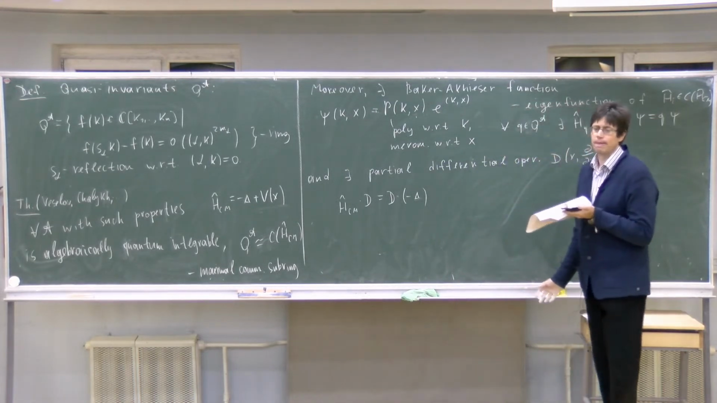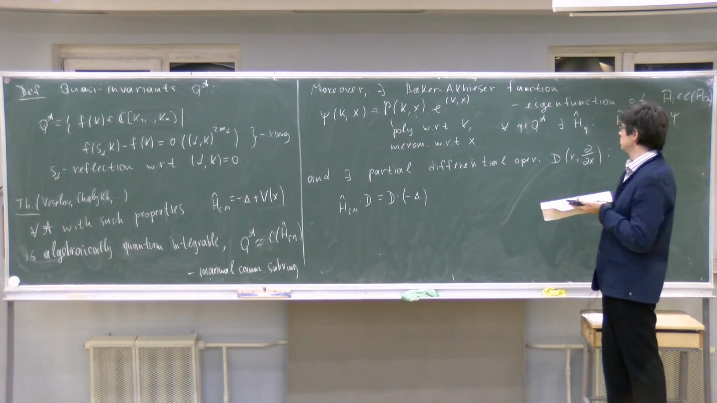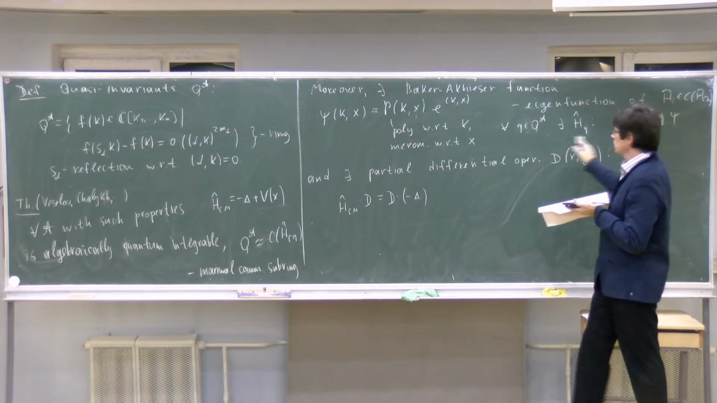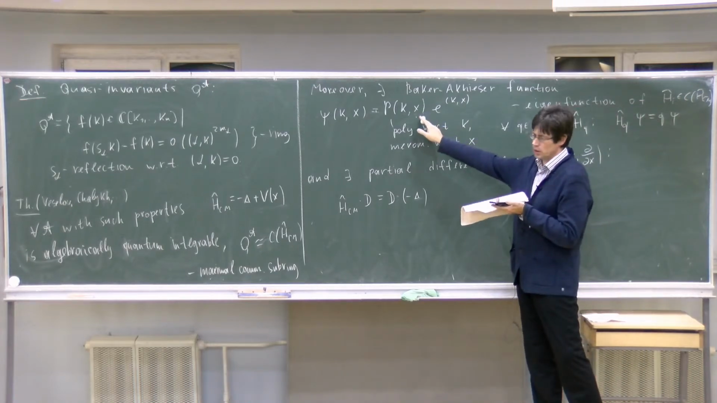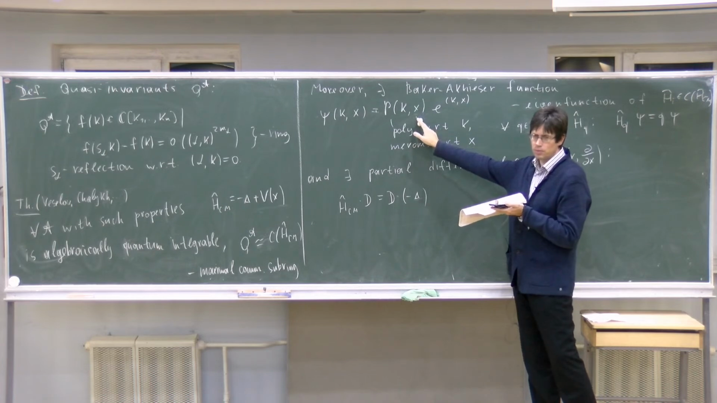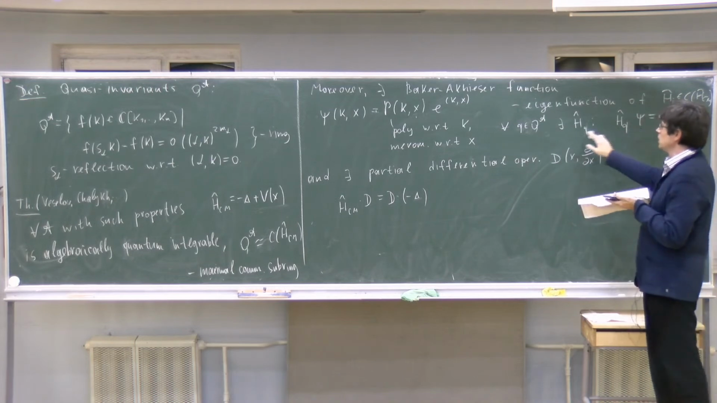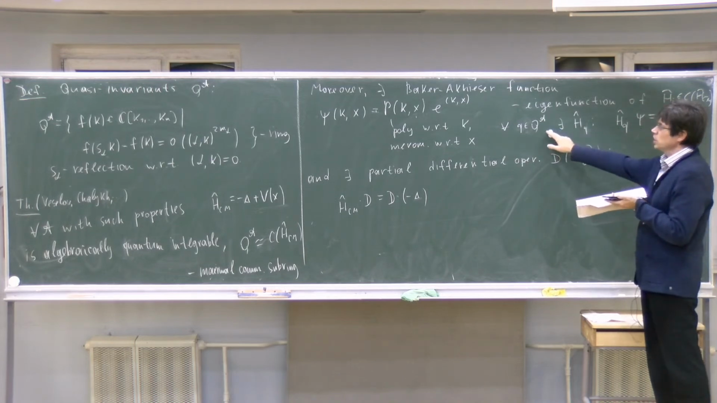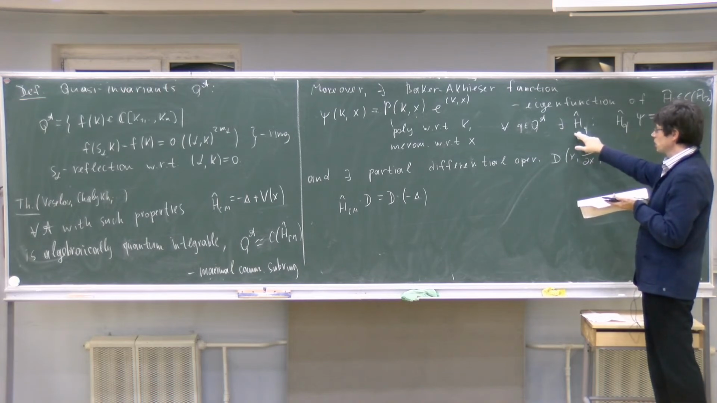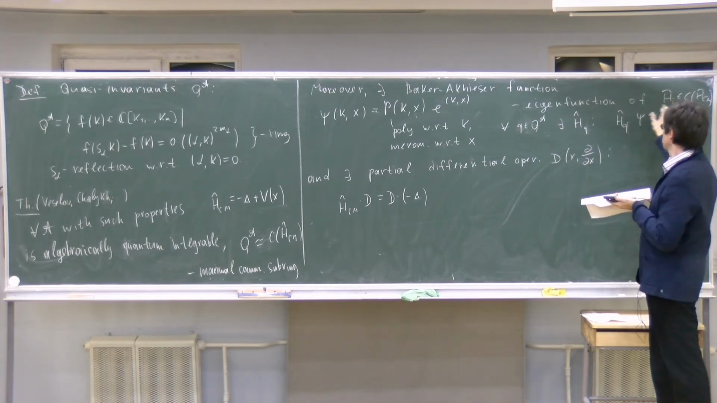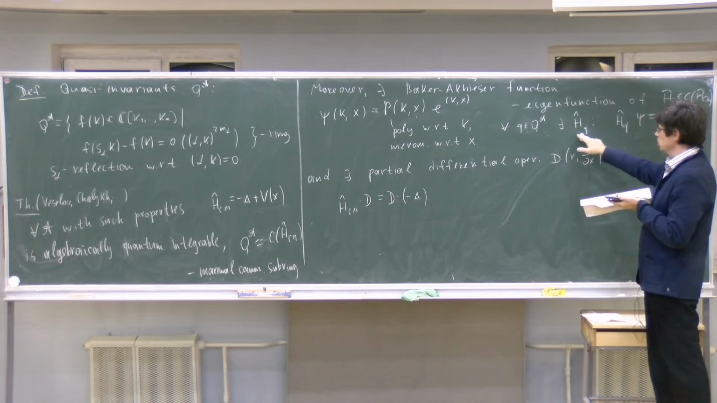For every Q, explain the definition of the eigenfunction. Yes, for any Q in this ring of quasi-invariants, there exists a corresponding operator which commutes with the Hamiltonian, H_Q. What is Q in Q_A? Is it an operator?